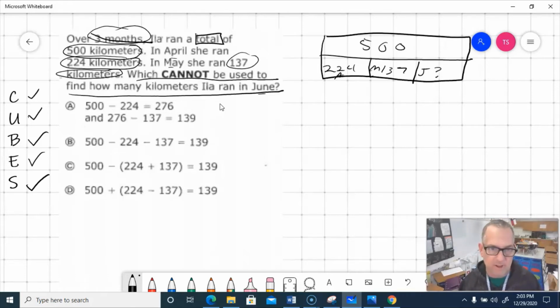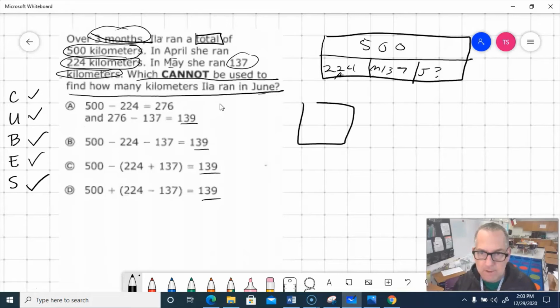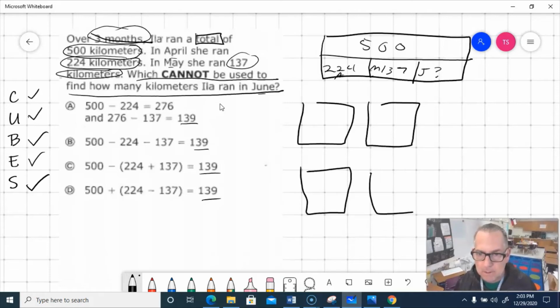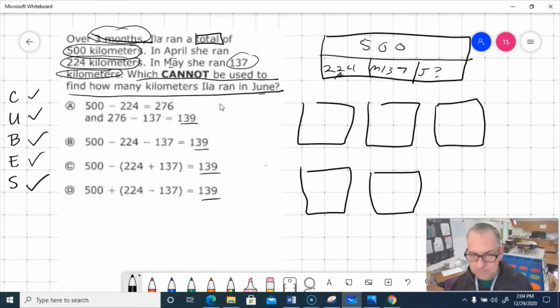Okay, I think that's correct. This is how I figured it out. I looked at my answer choices. Every one of my answer choices said 139, so I'm going to assume that she ran 139 miles. But I'm going to go ahead and draw some base 10 blocks and use that to do a subtraction problem to solve it. I'm going to start with the total, which was 500. So I'm going to draw 500. Okay, so that's my 500.